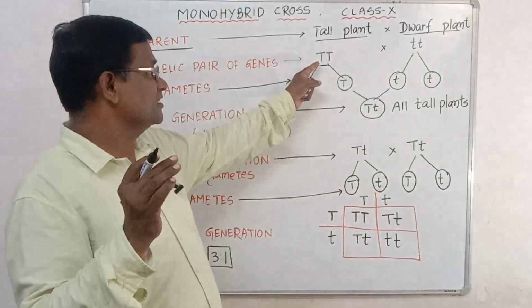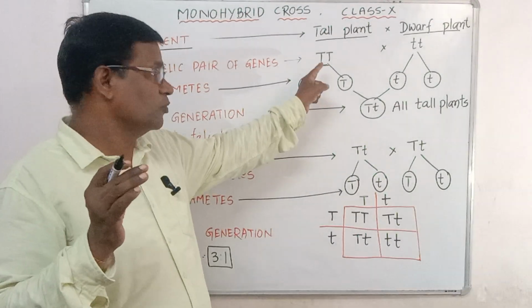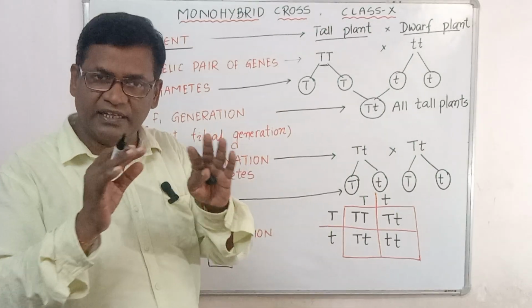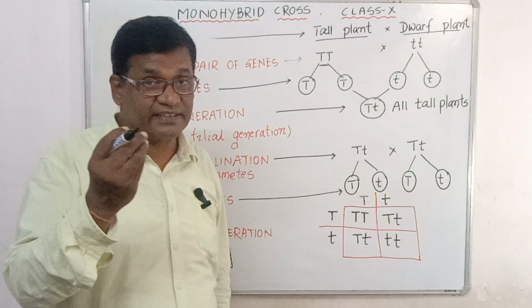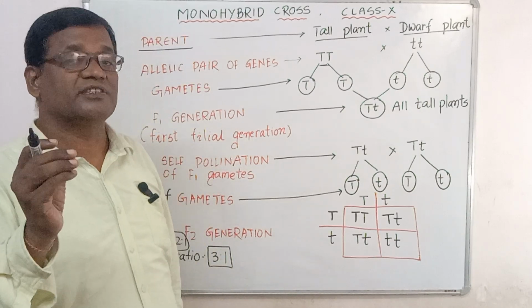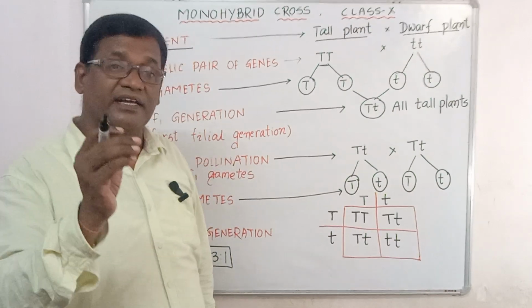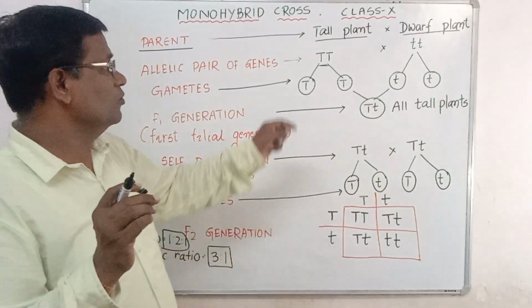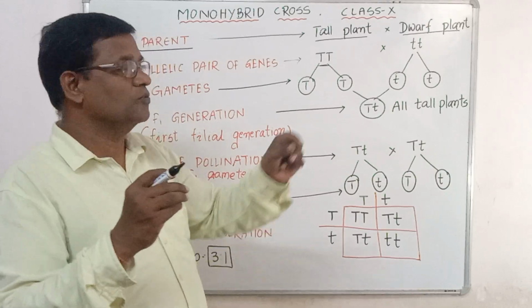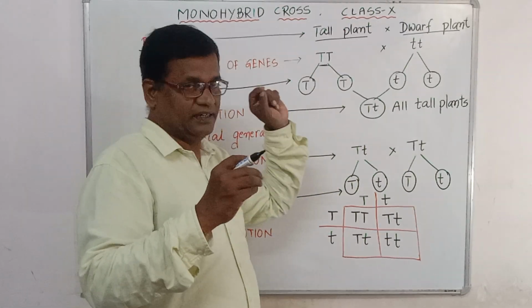Suppose T represents the tall plant, meaning both are tall plants. It does not contain any small t. Why are we writing small t? Because when the character is recessive, we will represent it by a small t. When the character is dominant, we will write a capital T. Now, because they are in the pairing, we are writing the allele capital T, capital T.